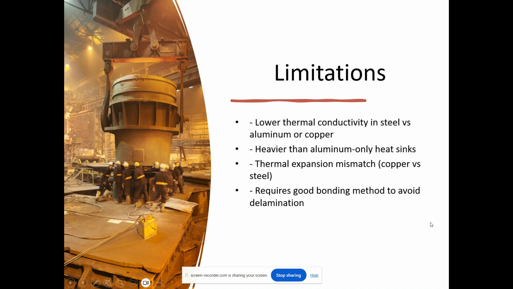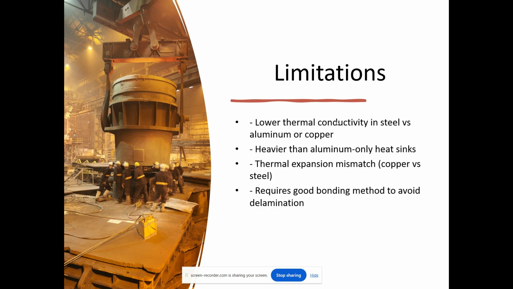So lower thermal conductivity in steel versus aluminium or copper. Unaona kama ingekuwa ni a great heat sink ingekuwa tuna one material, let's say copper ama aluminium, right? Kwa sababu zina high thermal conductivity, so that means fast cooling, right? So heavier than aluminium-only heat sinks, right? This structure is heavier than aluminium-only heat sinks. Aluminium is lighter, the conductivity is high, so better advantages.